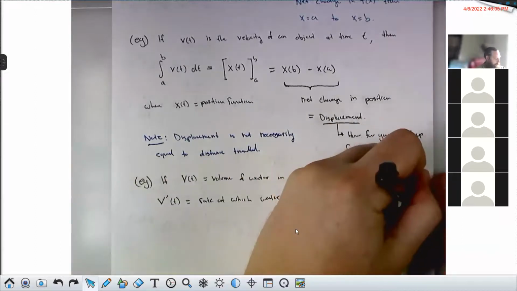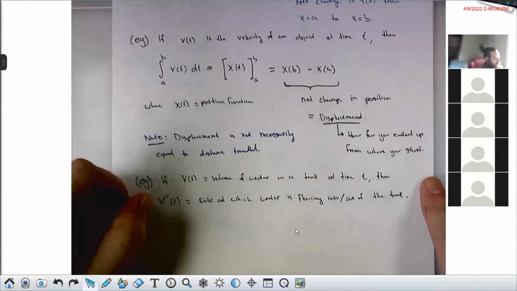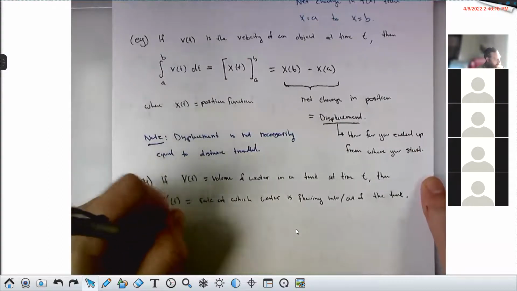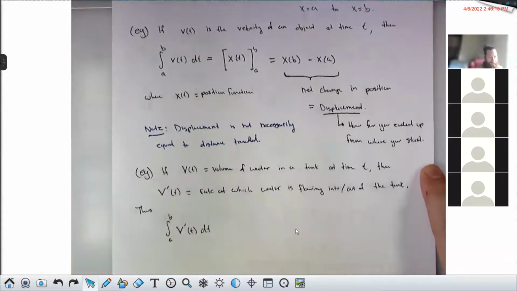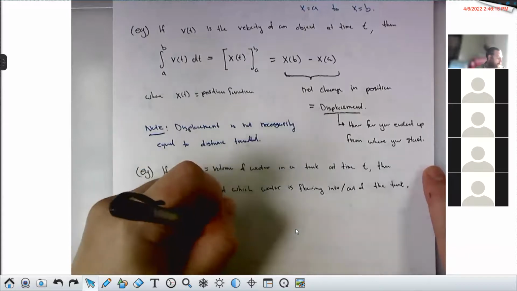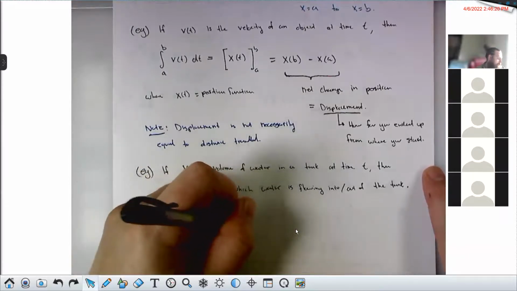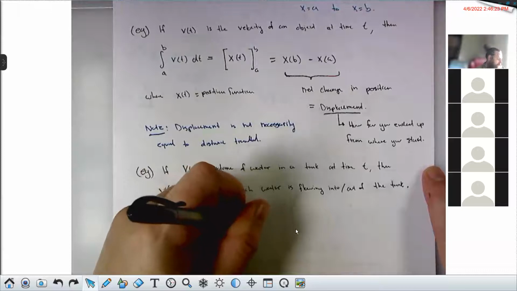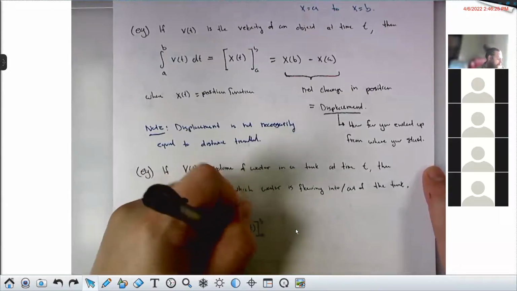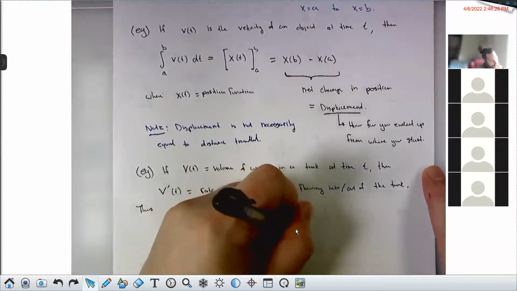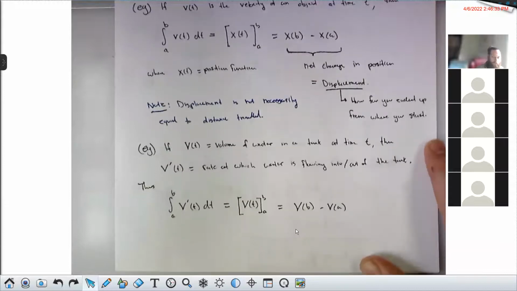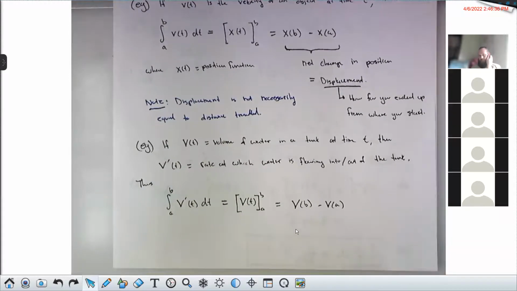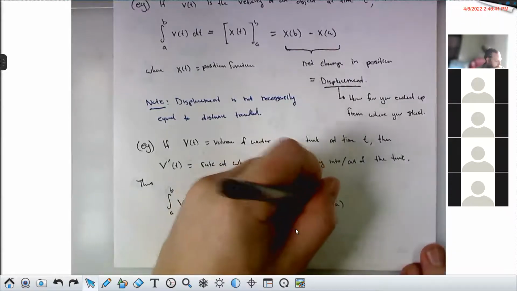And thus, the integral from A to B of capital V primed of T dt would be capital V of T evaluated from A to B, which is capital V of B minus capital V of A. What would this represent? In terms of the water in the tank?